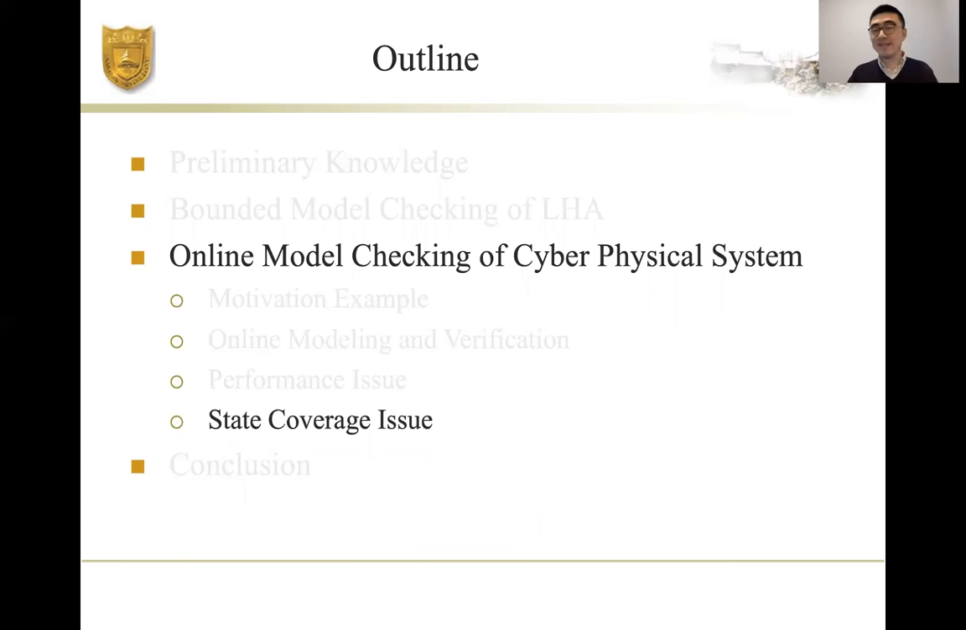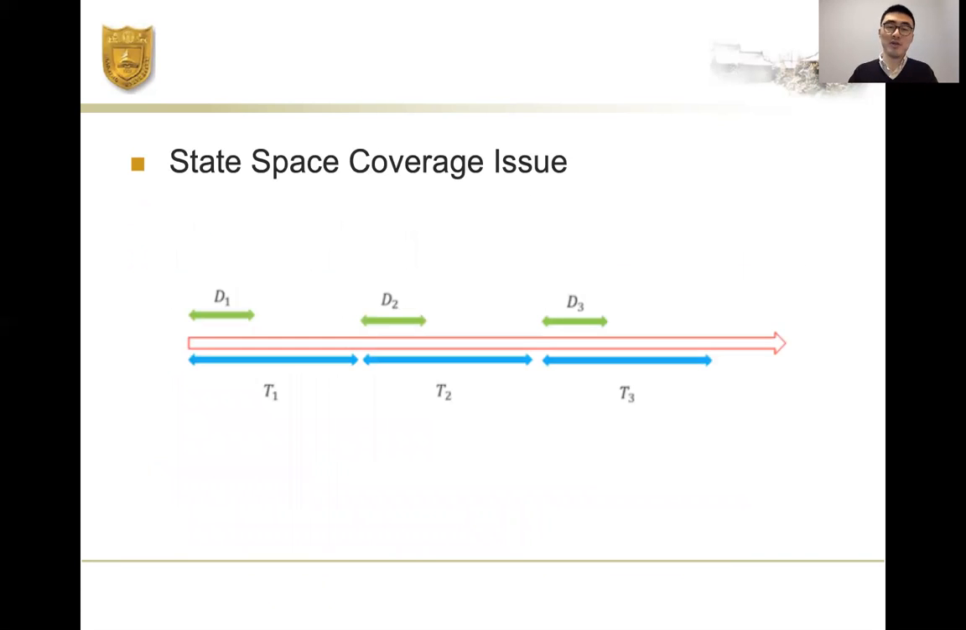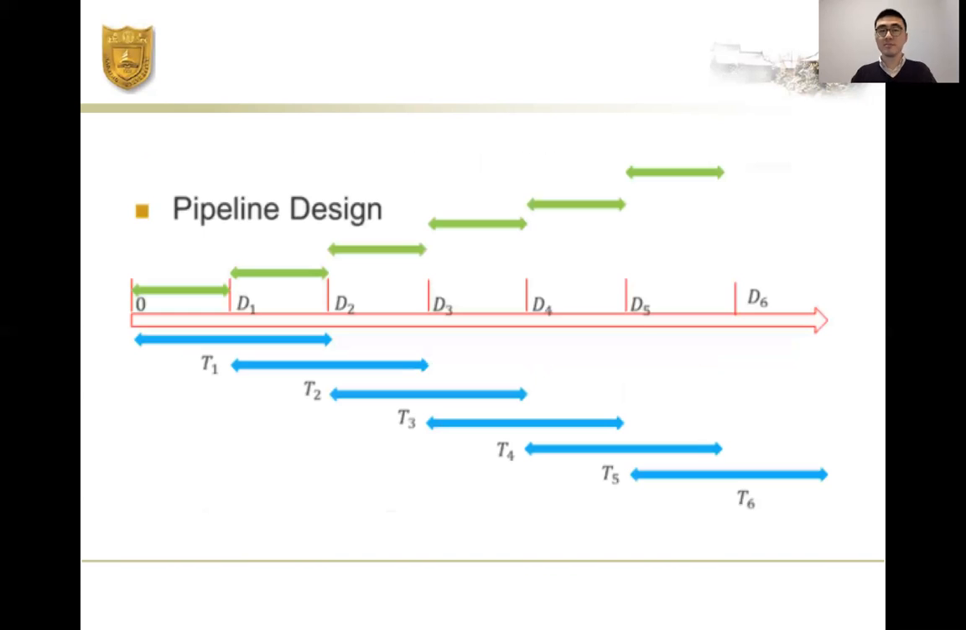Now we handle the state coverage issue. What does that mean? Like you see, we check the behavior of T1 in time D1, and then after that, when the parameter values are changed, we check T2 in D2 and so on. But in this case, during the time you do the checking, D1, D2, D3, the system is not checked, right? If anything happens now, it's dangerous.